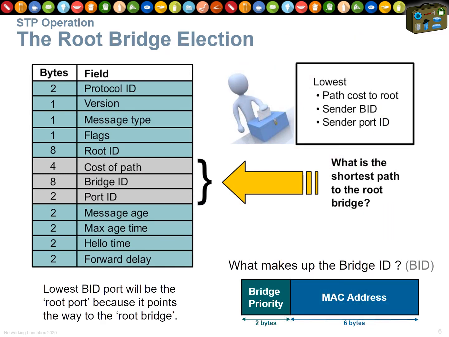The anatomy of the BPDUs. BPDUs have got protocol, version, length, flags, root ID, all that sort of funky stuff. But they also have the cost of the path, and that's a cumulative cost. They've got the bridge ID, and they've got the port ID. So it's all about the bridge priority and the MAC address making up the bridge ID, because the lowest BID will be the best path, because the root port is the best way, the most efficient way to get towards the root bridge.